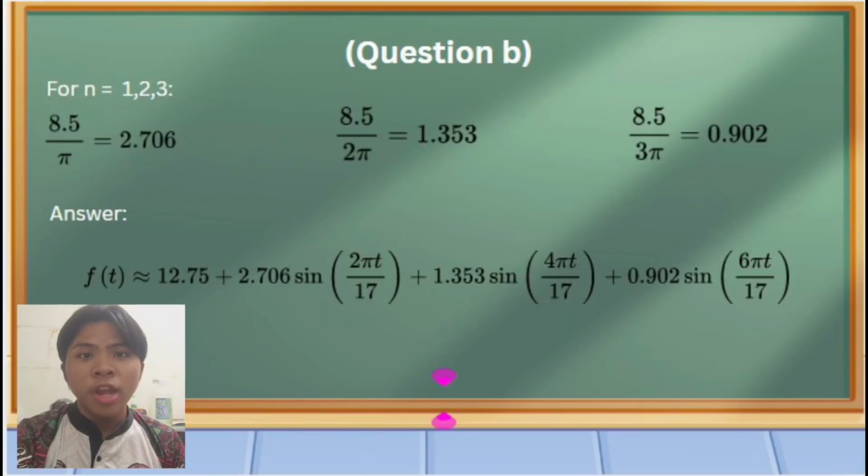While for question B, we approximate the signal using the first three non-zero Fourier terms by substituting n equal to 1, 2, and 3. This produces the simplified approximation shown on the slide. Next, for question C, we evaluated the approximation at t equal to 17 over 2, which is 8.5 seconds. Since the sine terms become 0 at this point, the estimated value is 12.75.